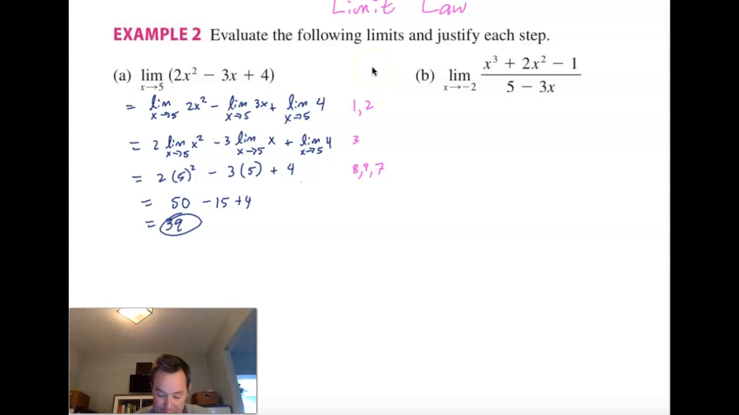All right, so let's do one more like that. Go ahead and do part B. Okay, so the first thing I would do is break this up into a numerator and denominator.